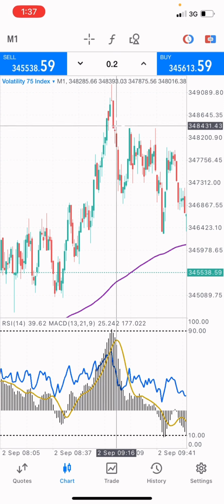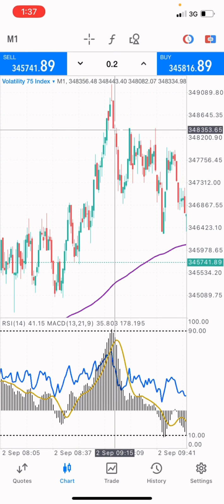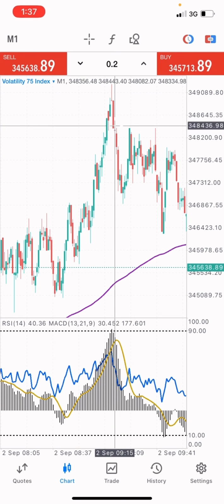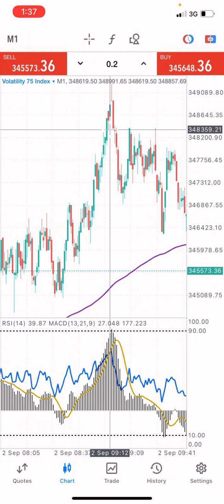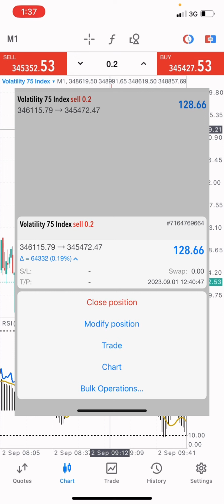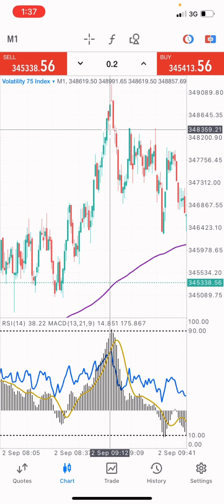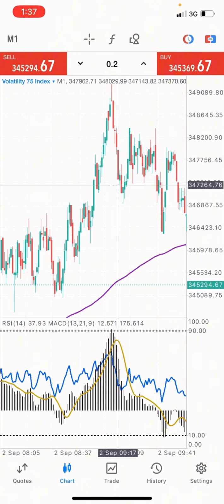Then you enter into another candle again. You take each candle. You don't wait after two or three candles. That's how I made this profit, the one of 120 USD and also 41 USD. All right, that's how I made this profit using the same strategy.